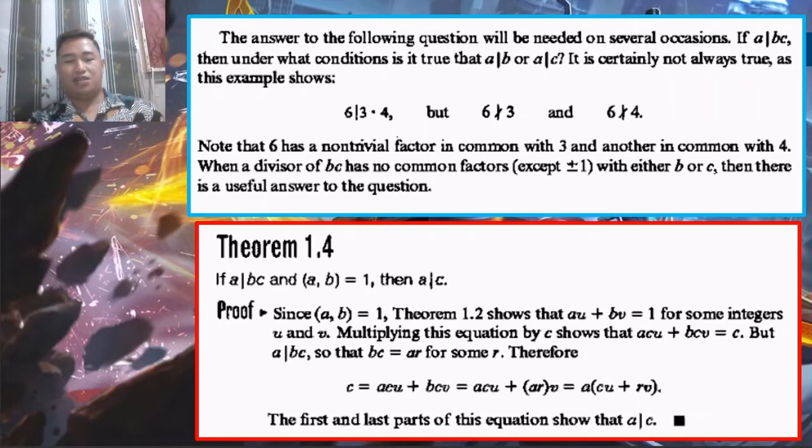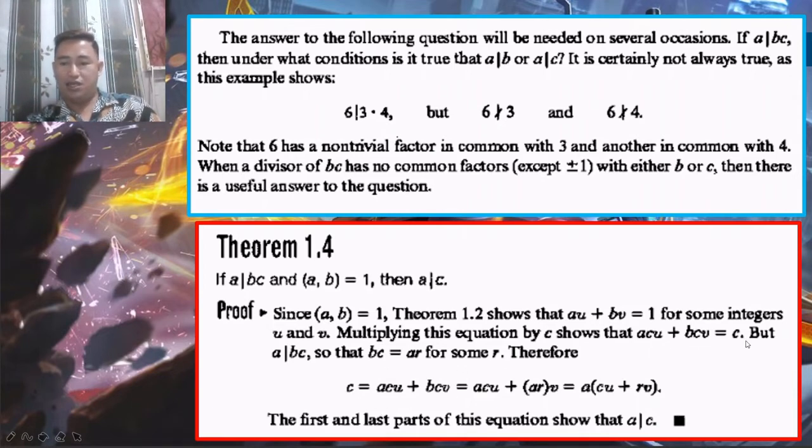So that BC equals AR for some R. In the assumption, A divides BC, meaning BC equals AR for some integer R. Therefore, we can replace BC with AR.